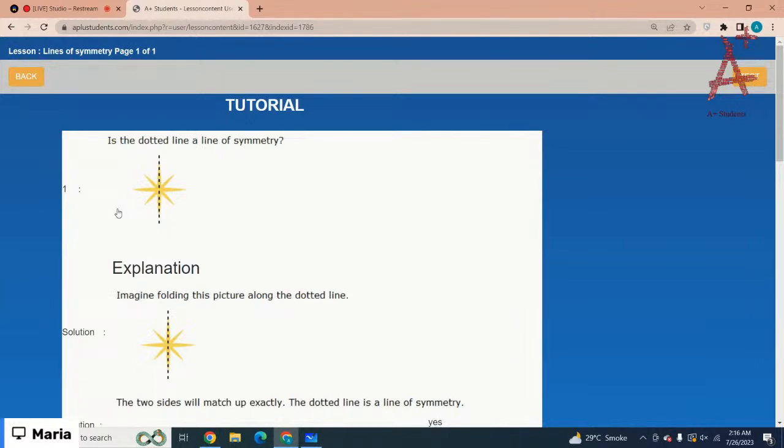Just look at the first example. Is the dotted line a line of symmetry? You made a dotted line. Now you are going to see if the line is a line of symmetry. So if you imagine folding the picture along the dotted line, when you fold, the two sides will match up exactly. That means the dotted line is a line of symmetry. The correct option is yes, the dotted line is a line of symmetry.